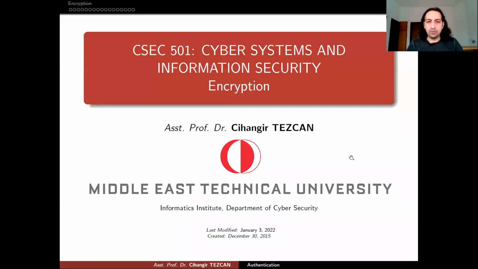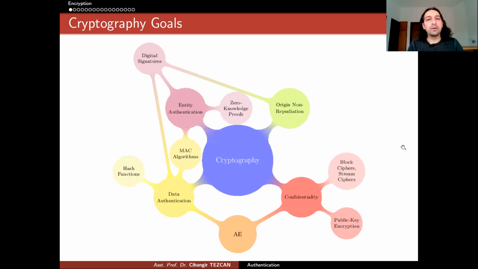Okay, so our second topic is encryption. So let's see what crypto actually achieves. There are many problems that cryptography solves, and it solves them using different kinds of algorithms. People think about encryption when they hear the word cryptography, but actually cryptography has a lot of different algorithms.